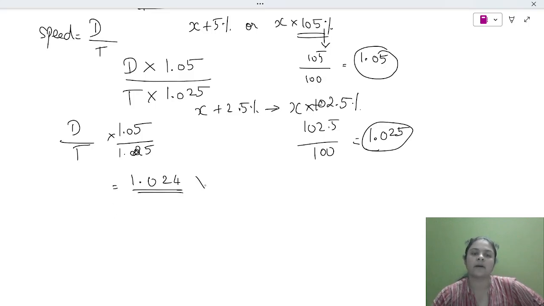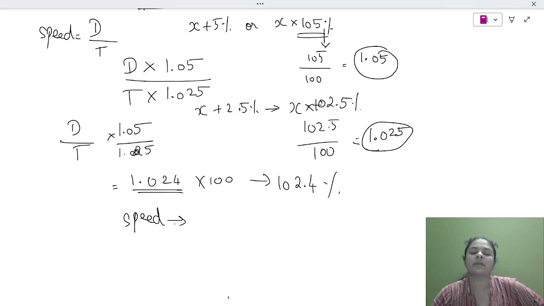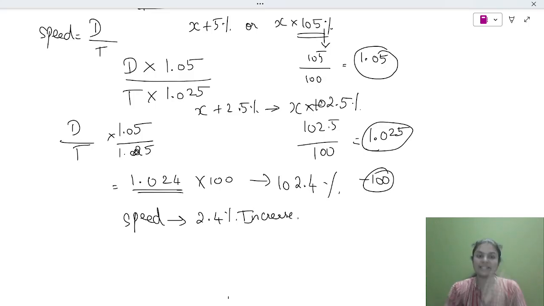Which means multiply by 100, you will get 102.4%. This is more than 100, which means speed will be increasing. So subtract 100 from it. When you take 100 out, how much is the balance? You get 2.4% increase. Suppose the value is less than 100, then subtract 100, and whatever is the difference is the decrease.